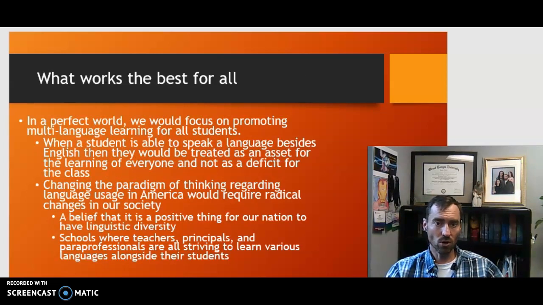So what works best for all? In a perfect world, we would all be able to focus on learning as many languages as possible, getting to know our neighbors, both real-life neighbors and neighbors socially and on social media, and learning different languages besides English. That would be a perfect thing. In a real-life situation, we have paraprofessionals, principals, and teachers all striving to learn different languages, learning from each other and with each other, reading books together in multiple languages, embracing linguistic diversity.